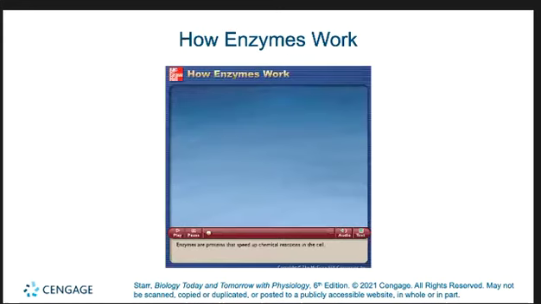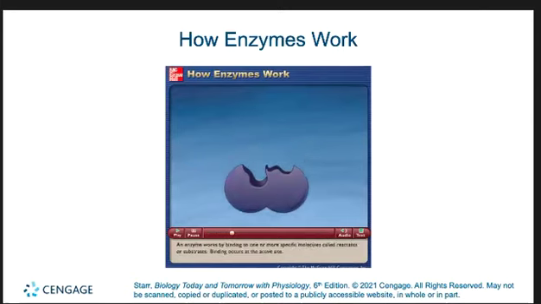Let's take a look at how enzymes work. Enzymes are proteins that speed up chemical reactions in the cell. A special region on the enzyme, called the active site, has a shape that fits with specific substrate molecules. An enzyme works by binding to one or more specific molecules called reactants or substrates. Binding occurs at the active site. The enzyme and substrates form an enzyme-substrate complex.